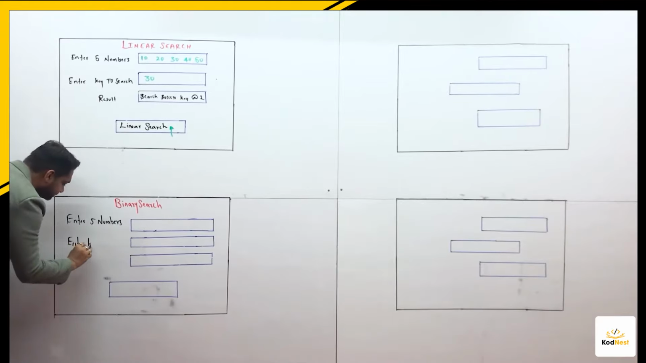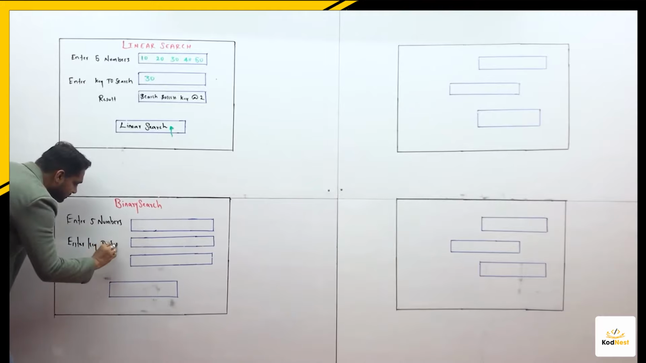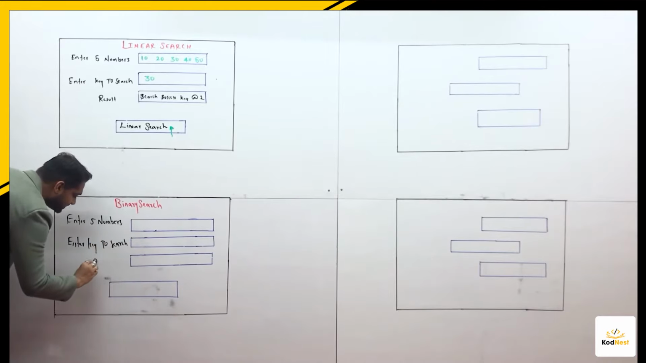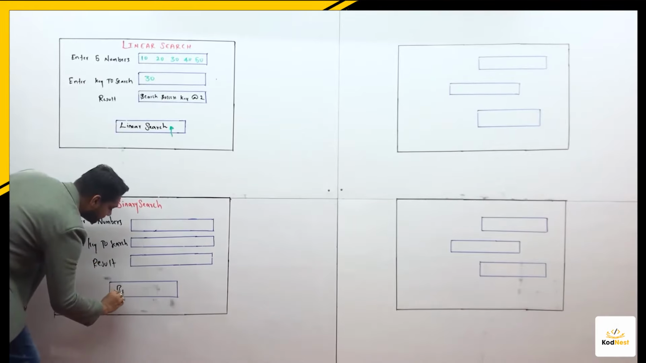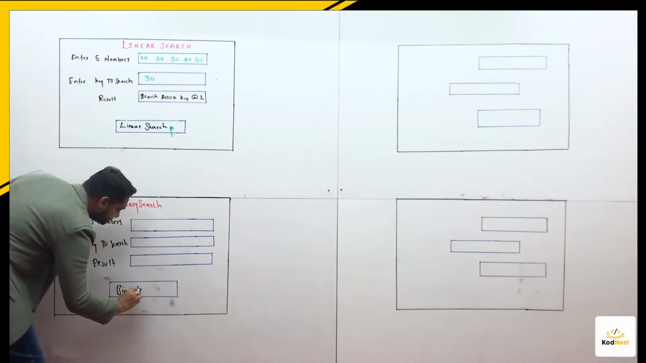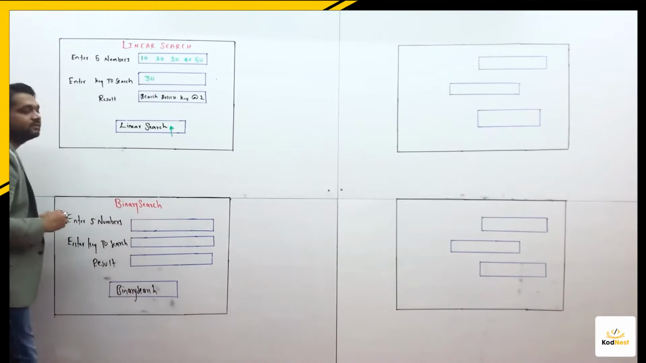Enter key to search. Here you will have the result, like this. Here you will have a button called Binary Search.